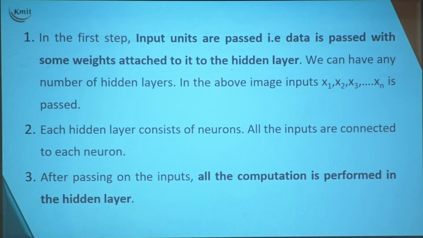All these 60 would be connected to the first neuron of the hidden layer. All these 60 would be again connected to the second hidden layer. Is it clear? That is how the connections are made.